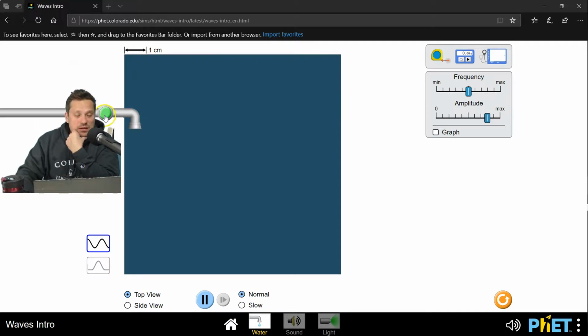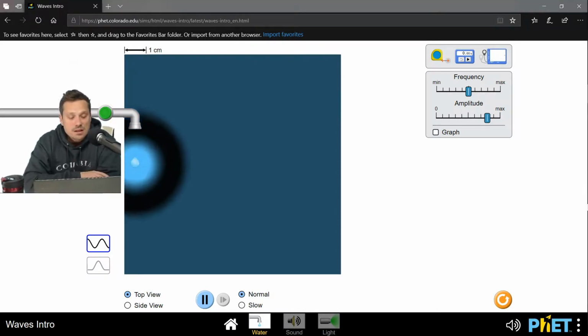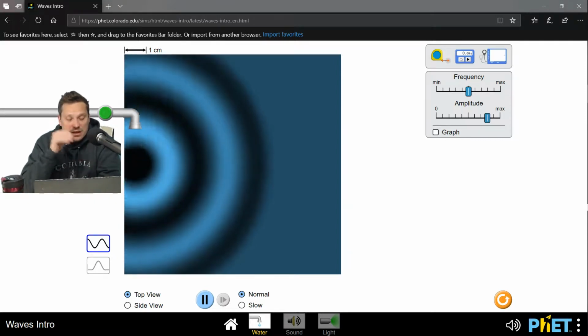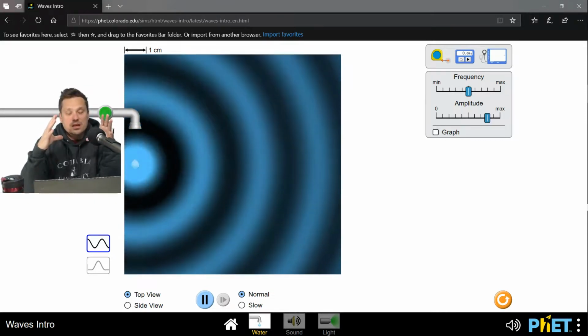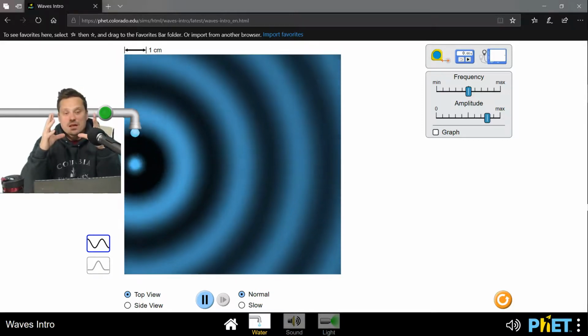I have basically a faucet. I'm going to press this button and let's see what happens first. Okay, when you press the button you see drops. And then whenever the drop hits, you see little circular waves spread out from where the drop hits the water.